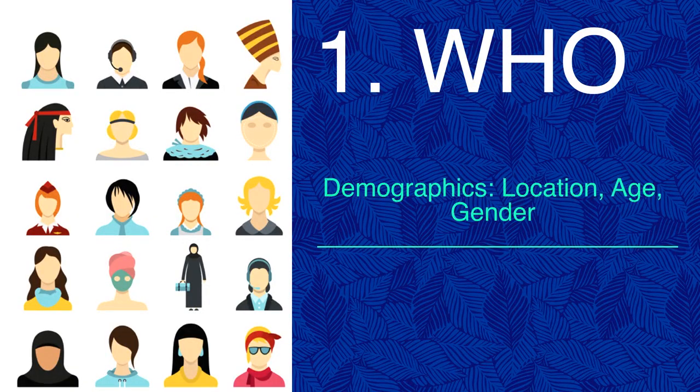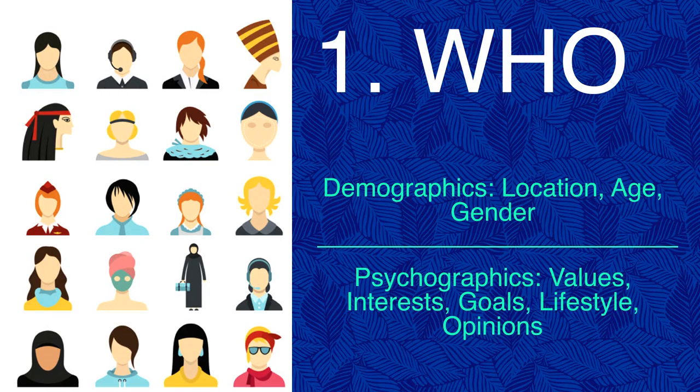So we're going to talk about our demographics, which are their location, their age, their gender, and things like that. And then we're going to talk about their psychographics, which are their values, their interests, their goals, their lifestyle, their opinions, how they like to show up in the world.